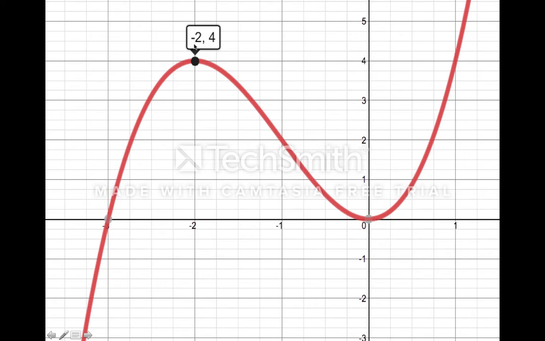Point negative 2, 4 is a local max because it's a switch over from increasing to decreasing. 0, 0 is a local min because it's a switch from decreasing to increasing. The function has no absolute max because it goes off to positive infinity on the right, and no absolute min because it goes off to negative infinity on the left.